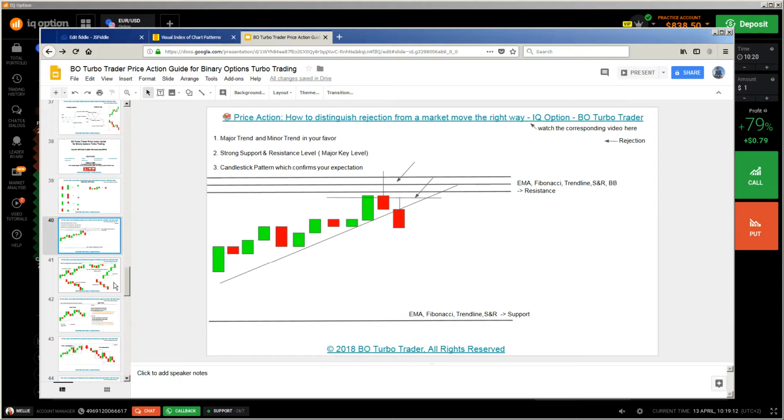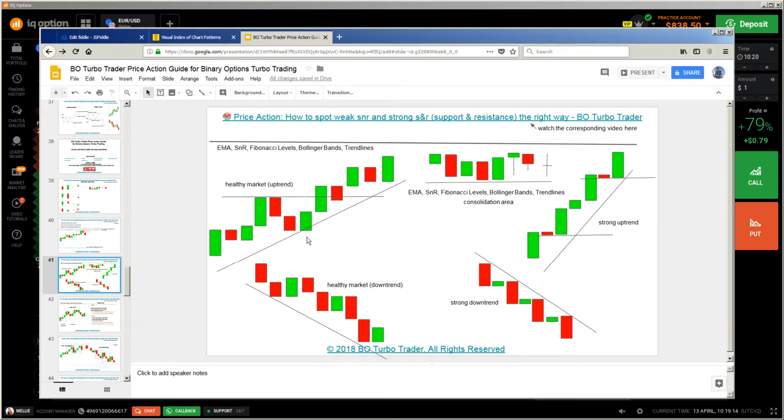Then the next one is about market condition. Every new trader doesn't know about market conditions. They think the market is always the same until they lose money, and then they understand that there are different types of market conditions.